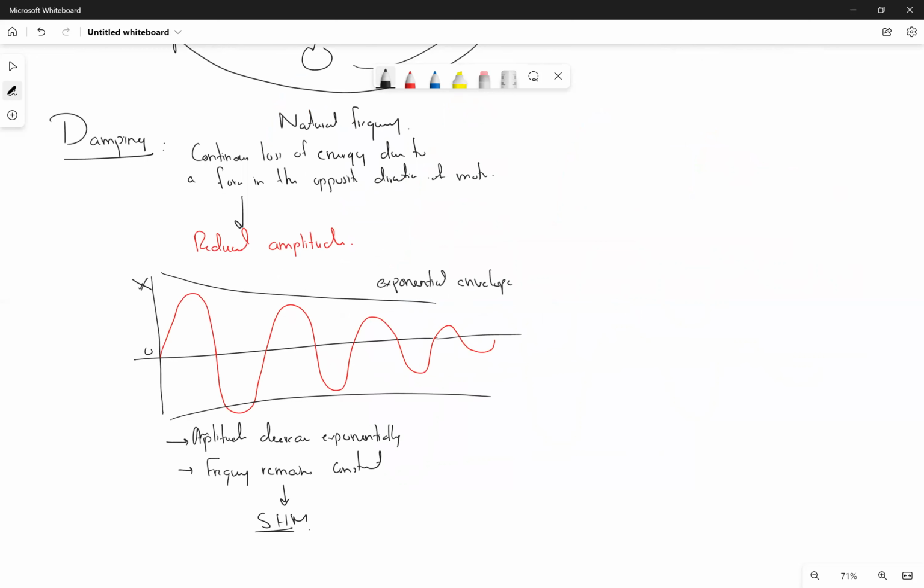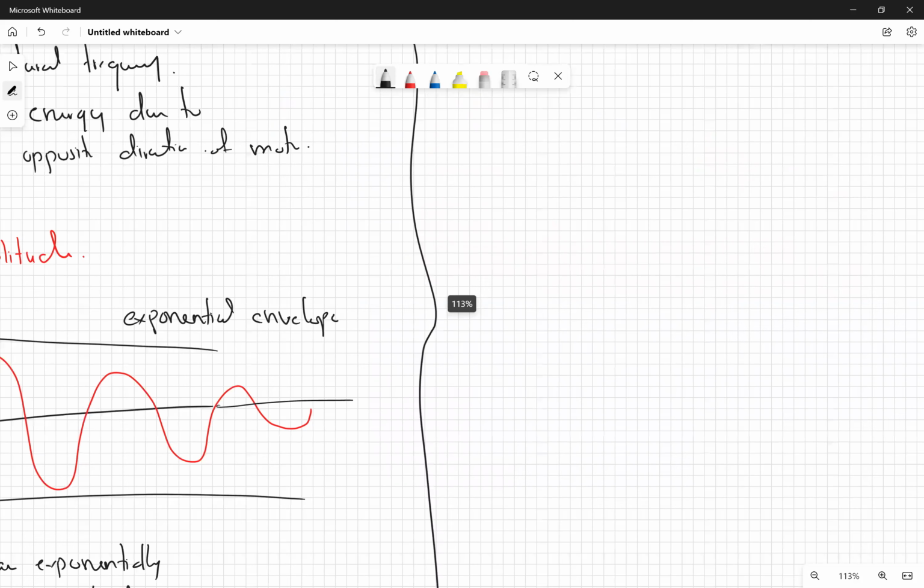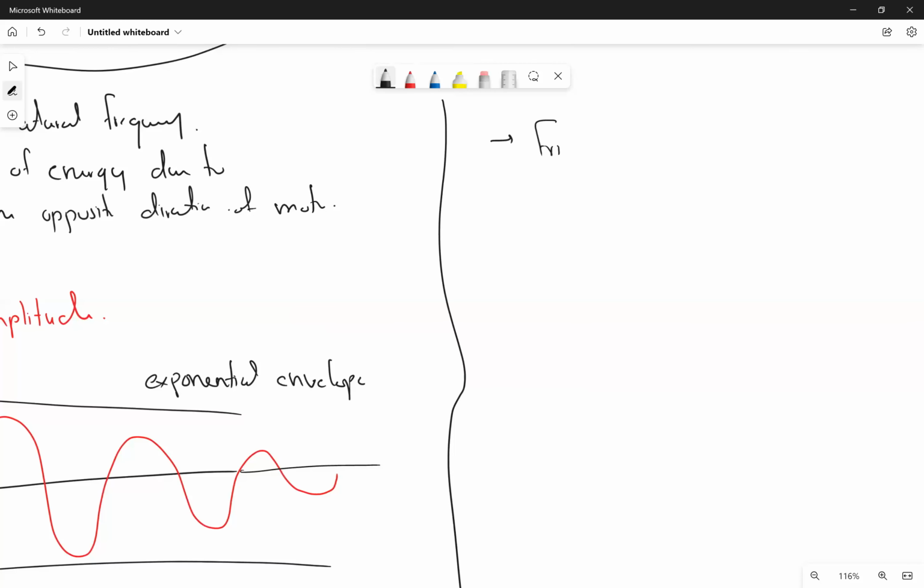Now, how can you introduce damping? How can you actually achieve damping? For that, let's look at, because we just talked about an opposite force, a force acting in the opposite direction. Friction. Friction is one of the forces that can oppose the motion. It can be introduced into the system, and the energy can be withdrawn. So, friction in the mechanical system will achieve damping.